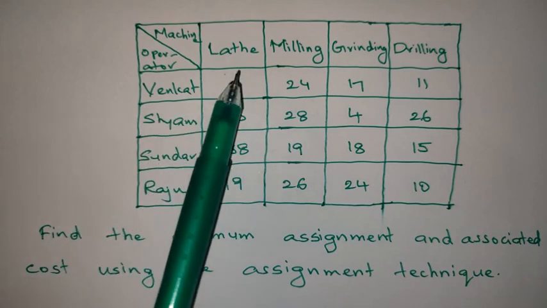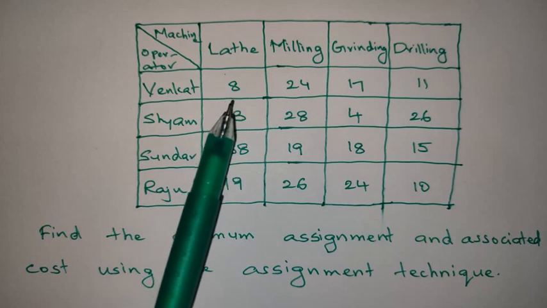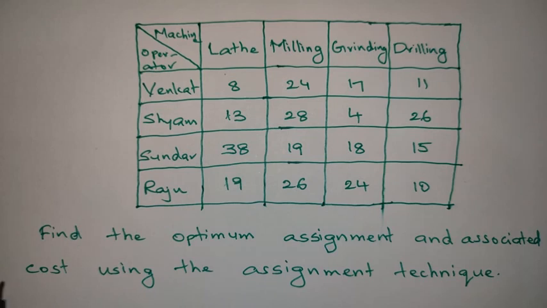When Venkat handles the lathe machine, the associated cost is 8 rupees. And if Venkat handles the milling machine, it will take 24 rupees to do the job. So like that, the associated cost matrix is given for each person on each machine. Now we are asked in what way we need to assign these machines to the persons such that we get the optimum cost. So we need to find the optimum assignment and the associated cost using the assignment technique. Now we need to solve this problem by using the Hungarian method.